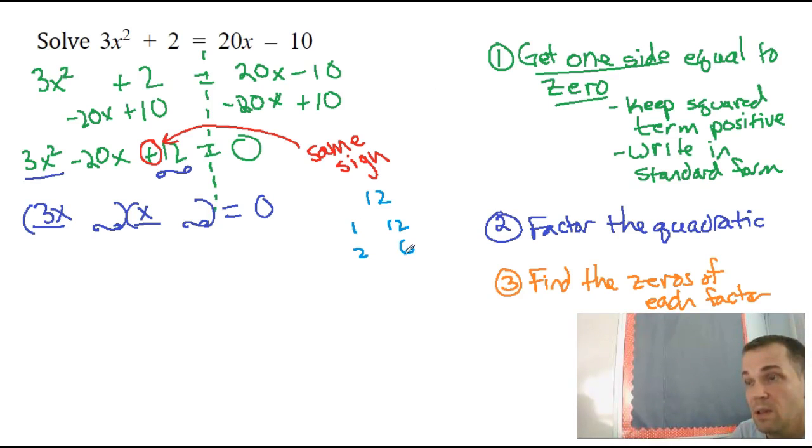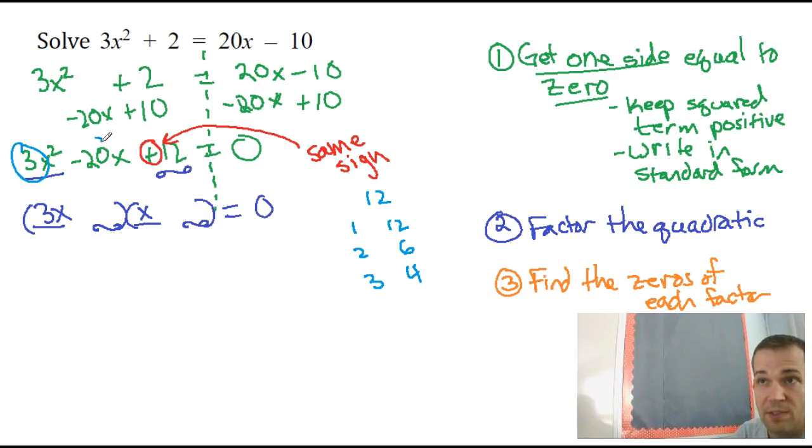Maybe it's 2 and 6. Maybe it's 3 and 4. I just don't know. I have to guess and I have to check. But as long as I'm guessing numbers that multiply to make 12, I'm on the right track. I do have one clue though.